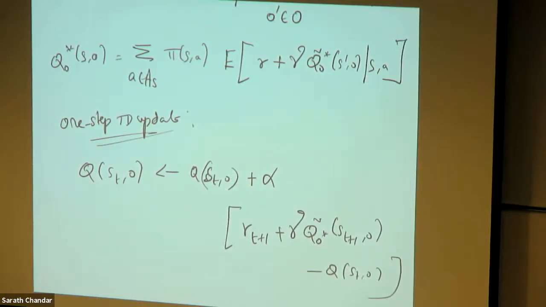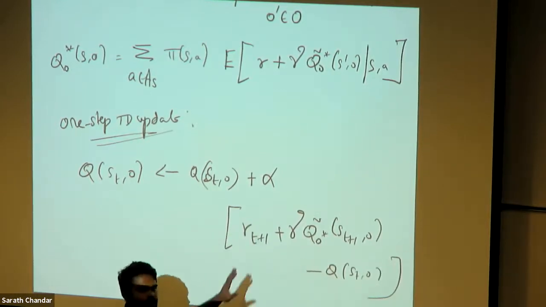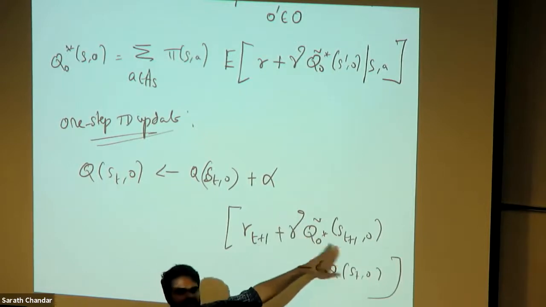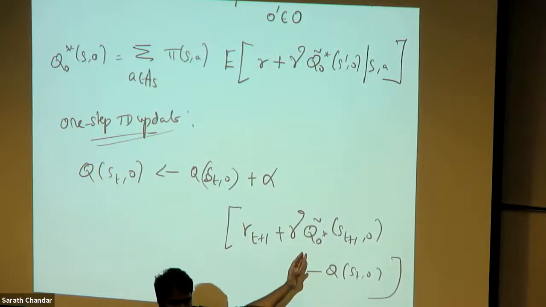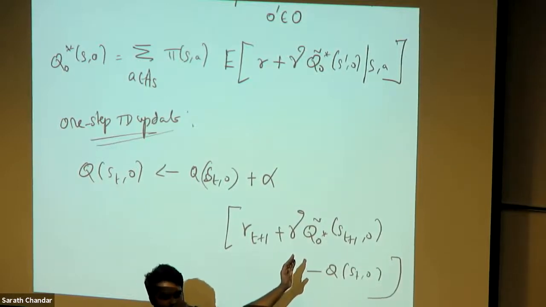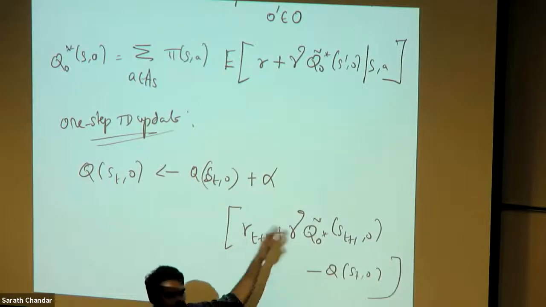Now you see the difference between this and the SMDP Q-Learning update, right? In the SMDP Q-Learning update, you had the reward that you get from the option plus gamma to the power n times the next Q value, right? Here you are doing it just for one step. So this is within the option. You do one step and you update.